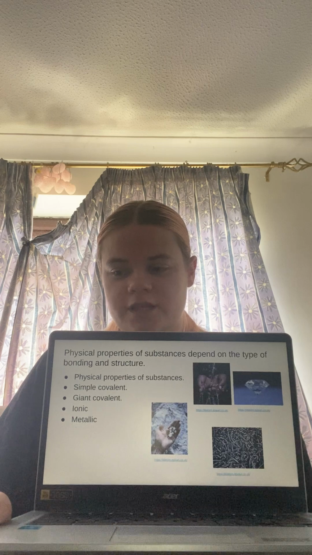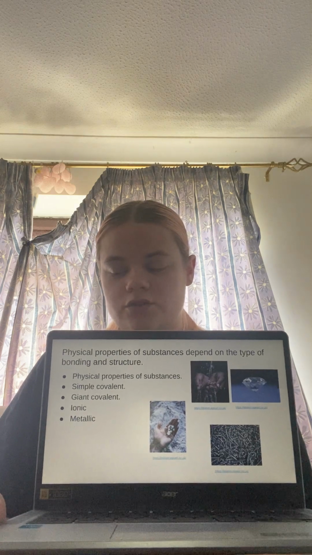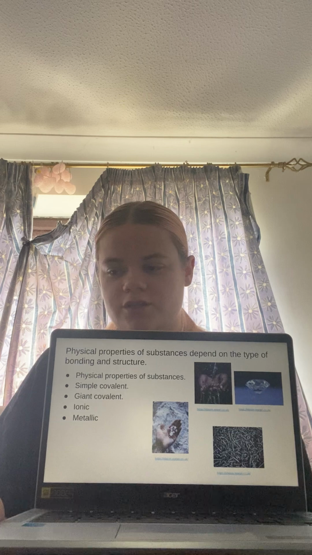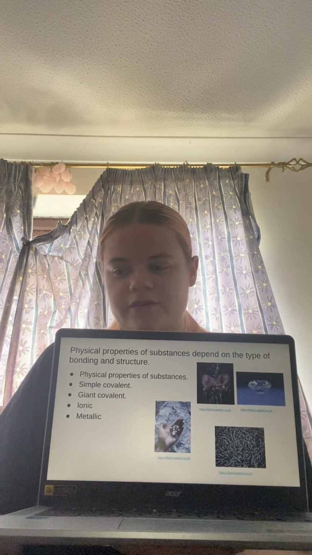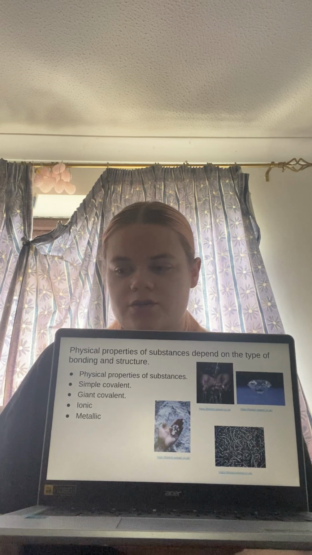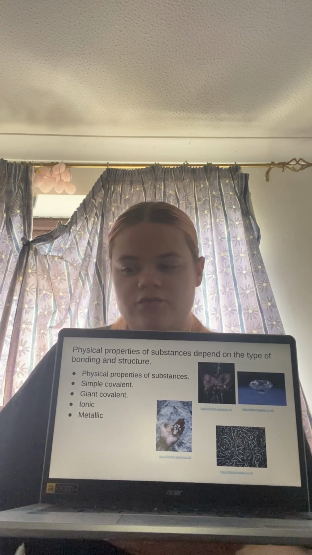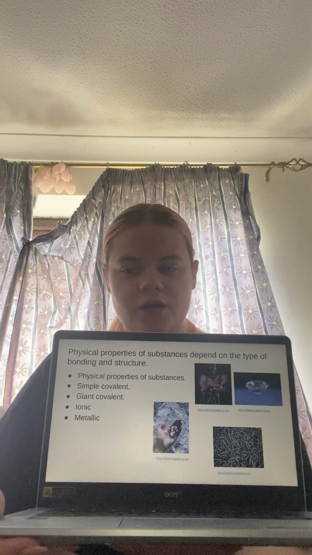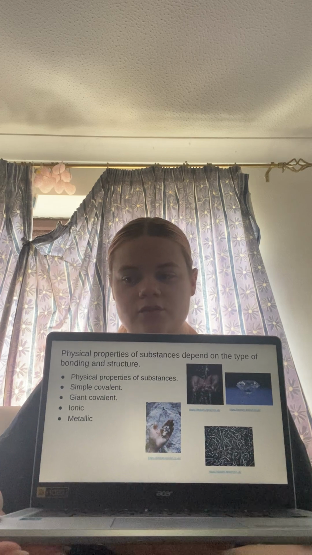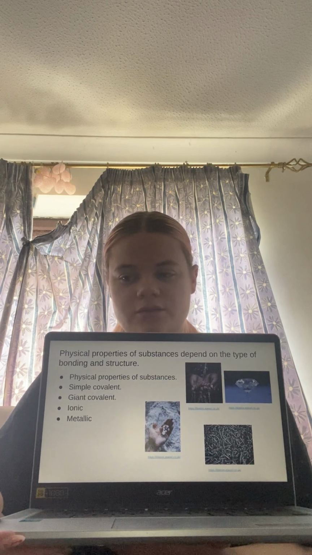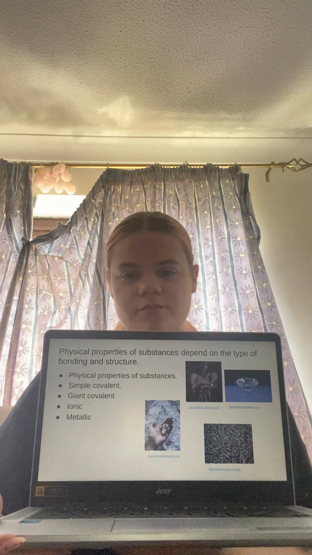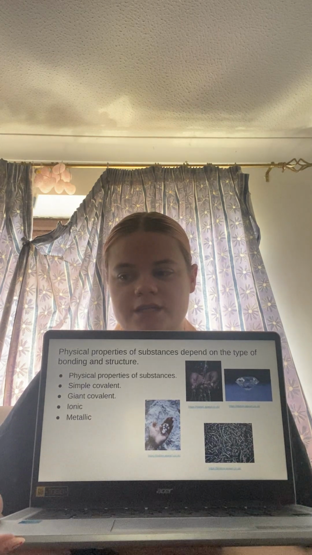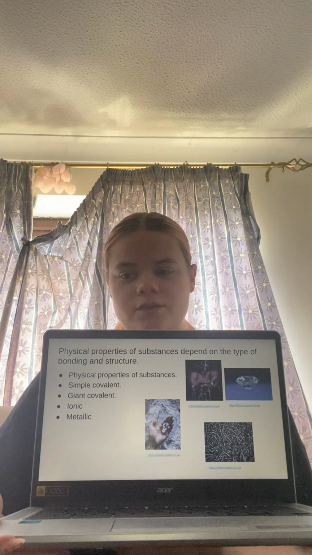Giant covalent is when lots of covalent bonds are throughout the structure. They have high melting and boiling points. Some of these are diamond, graphite, and silicon dioxide. The structure is strong covalent bonds in three dimensions, a network, which is hard and insoluble. Ionic substances are positively charged metal ions and negative non-metal ions held by electrostatic forces. They have high melting and boiling points. A lot of energy is needed to break the bonds, and they are soluble in water.